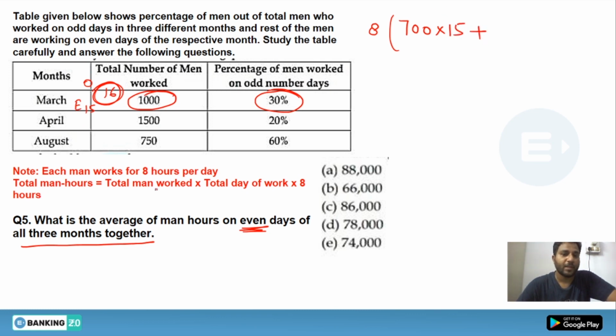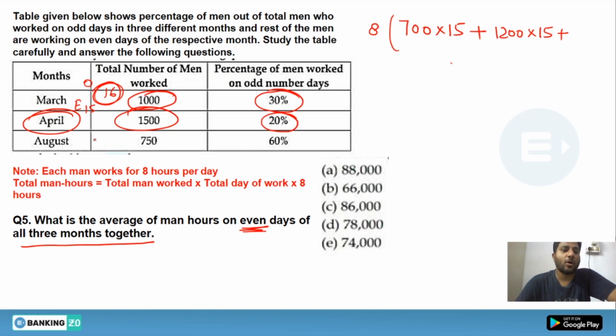Now the next month is April. As we know, whether we are talking about even number of days or odd number of days, both types will be equal. But as you know, 1500 workers worked in the month of April, but only 20% worked an odd number of days. That means 80% worked an even number of days, which would be equal to 1200. And 1200 multiplies with 15 as well, because we're talking about even number of days.